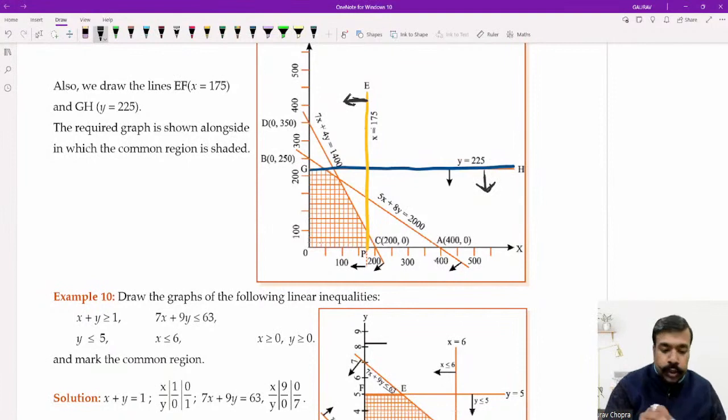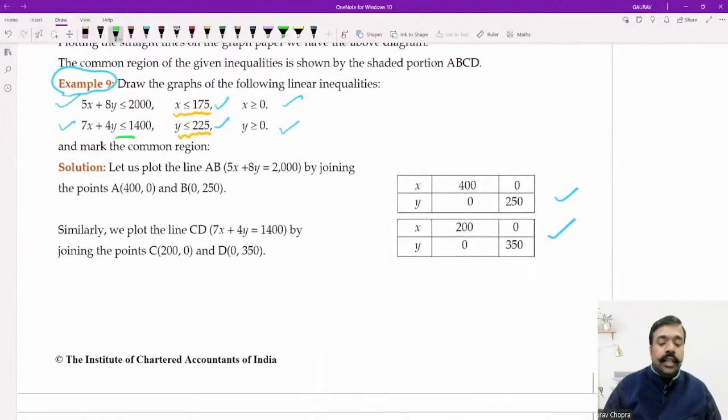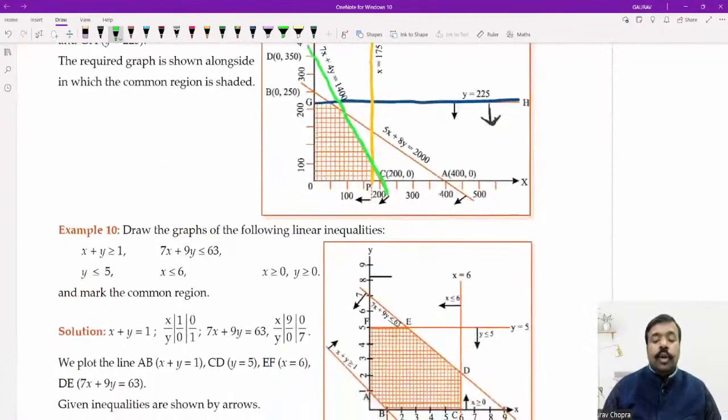Now, what about the other equation? Let's check. This is 7x plus 4y equal to 1400. Now, what is the sign for this? 7x plus 4y, we are having less than or equal to 1400. All equations are having less than sign. So whenever all equations are having less than sign, the area will be attached to the x-axis as well as the y-axis. That means the inside area will be there, because all the equations are moving towards the origin.